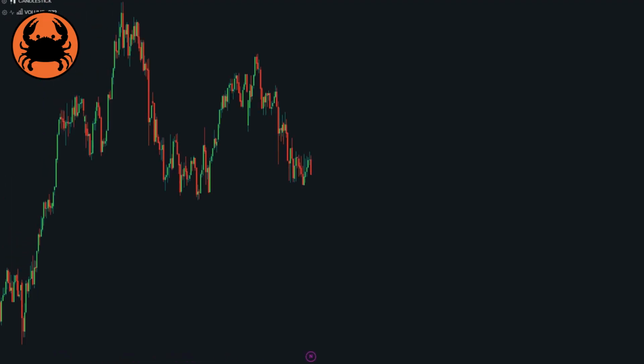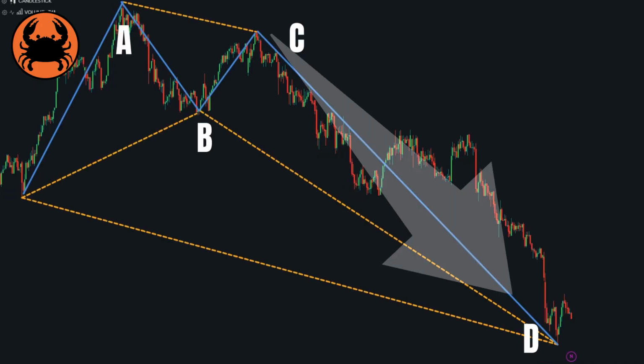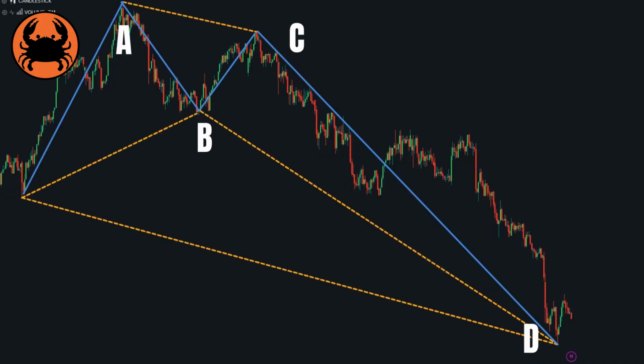Observe this crab. It also forms an M or W, but the D-point here is exceptionally extended, making it one of the deepest retracements or extensions among harmonic patterns. When price reaches this extreme D-point, a powerful reversal is often imminent.